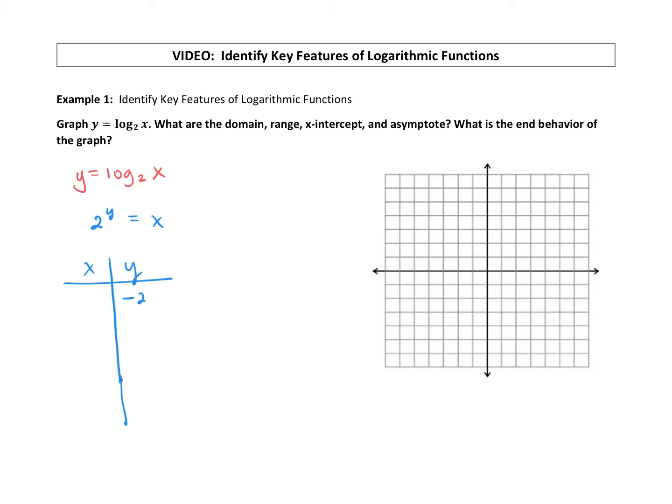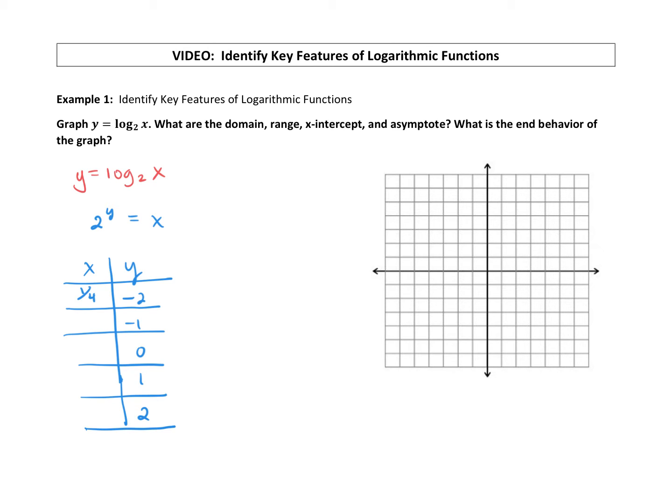So why don't we plug in a -2, a -1, a 0, a 1, and a 2 for all of our y's. And then whatever we get back for our x's, that will be an ordered pair that we can plot on the graph. So -2, what is 2 raised to the -2 power? Well, that turns into 1 over 2 squared, which is 1/4.